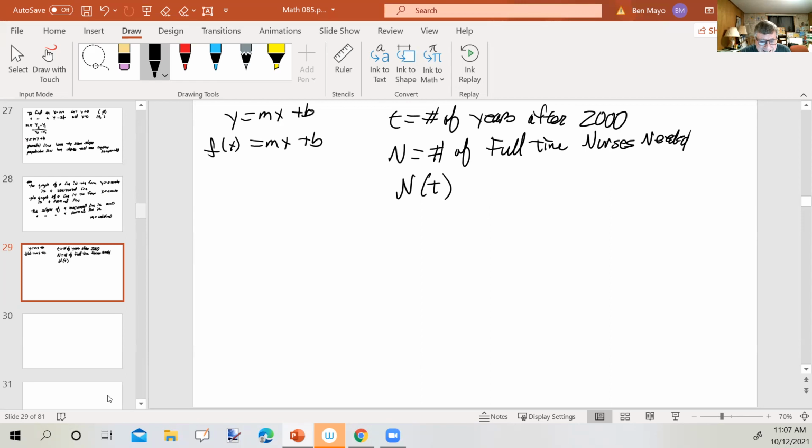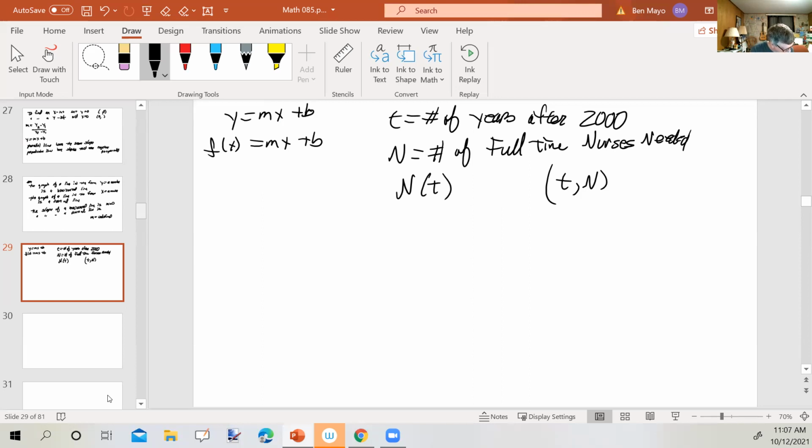So that means that T is the input because it's on the inside, and N is the output because it's on the outside. So our ordered pairs are going to be in the form T comma N instead of X and Y. Okay, now let's go back and read it again.